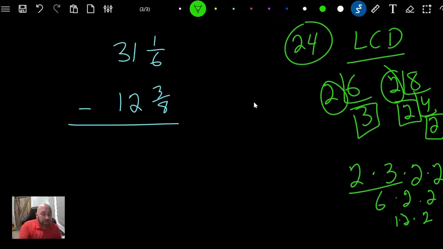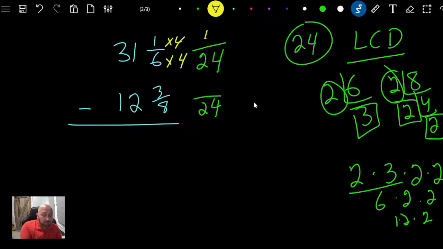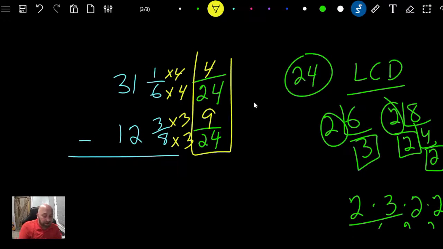Okay? So now I take my LCD, 24, and I make new fractions with my 24. How do I do that? By saying, okay, 6 times what gives me 24? 6 times 4 gives me 24. So 1 times 4 gives me 4. 8 times what gives me 24? 8 times 3 gives me 24. 3 times 3 gives me 9. Now, these are my new fractions. This is what I'm going to be dealing with.